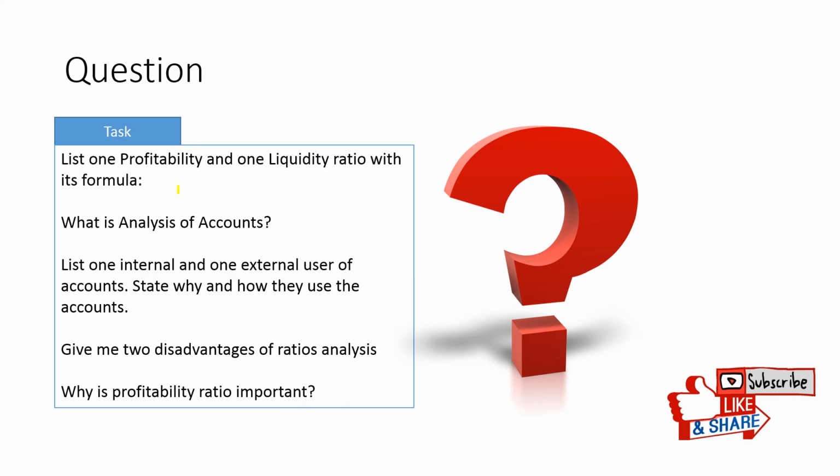I want you to list one profitability and one liquidity ratio with its formula. I want you to explain what is analysis of accounts. I want you to list one internal and one external user of accounts, and state why and how they use the accounts. Then I want you to give me 2 disadvantages of ratio analysis, and I want you to explain why profitability ratios are important.